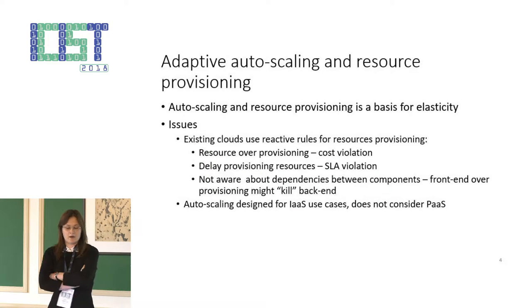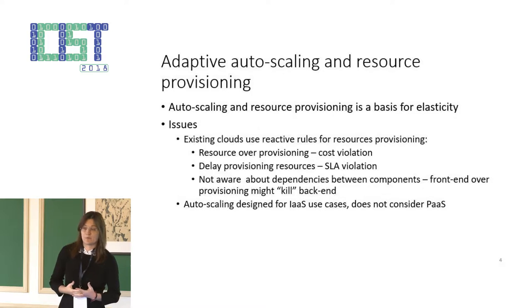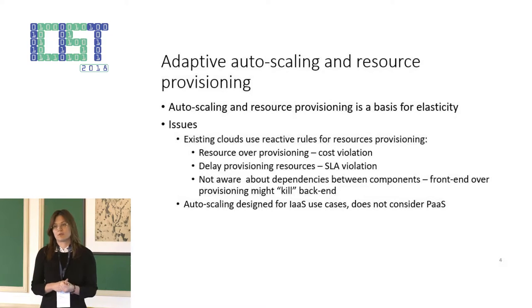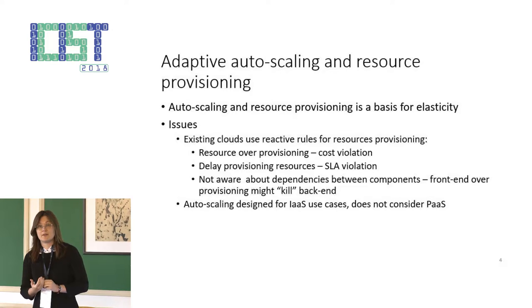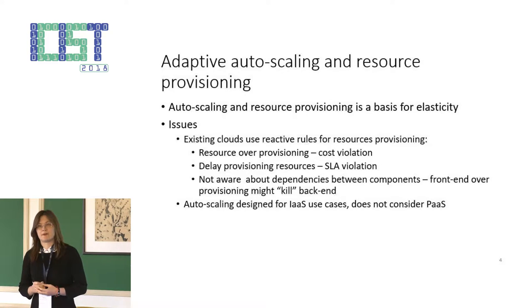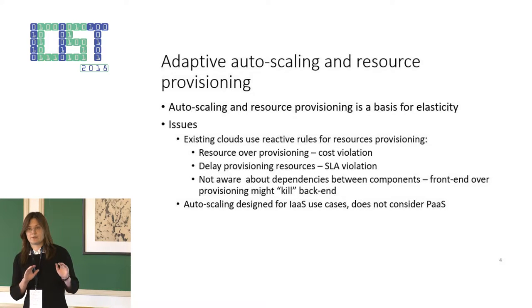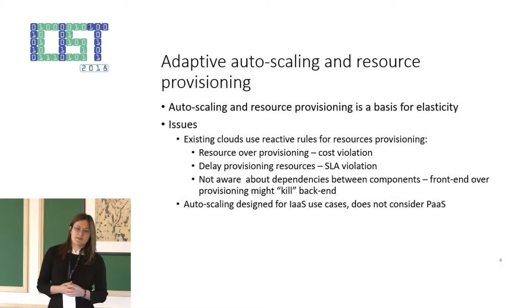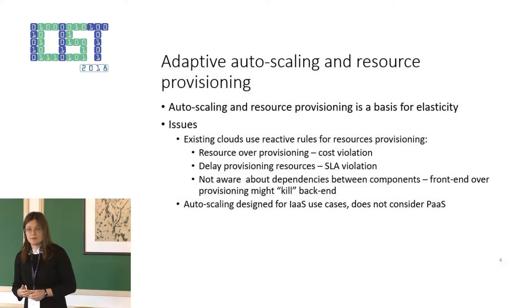So in general, auto-scaling and resource provisioning are the basis for elasticity of cloud applications. And the issue with auto-scaling engines that are provided out of the box in cloud or by resource schedulers is that in most cases they are based on reactive rules. So you specify a specific threshold, for example of CPU, and when the threshold is reached, the auto-scaling engine triggers the action and provides you additional resources. However, this can lead to many different issues like resource over-provisioning, so you once again don't use your resources as efficiently as possible, but sometimes resources might be provisioned too late, and this might lead to SLA violations because service will degrade.